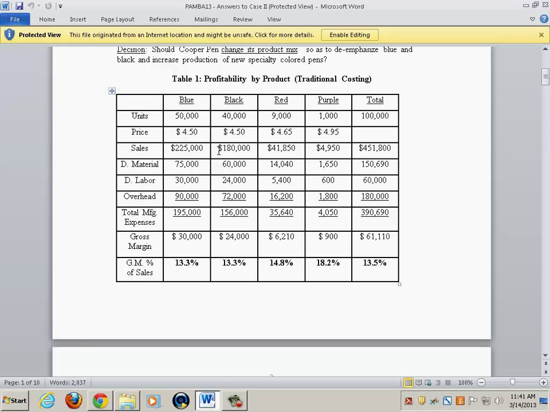Well, maybe we should, maybe we can. I don't know how much. And if we can price them significantly higher, we may make them profitable. So we can calculate how much we have to price them higher, other things being equal.